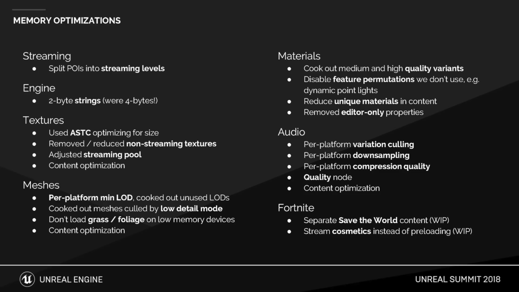For materials, we don't use anything except the lowest quality material settings. A lot of our materials already had quality level switches in them, and we removed all except the low quality variants when we're cooking for mobile. We also disabled the permutations we don't use, such as static lighting. There are now a bunch of settings in project settings where you can enable different lighting features. By disabling the ones you don't use, you can free a lot of shader memory.